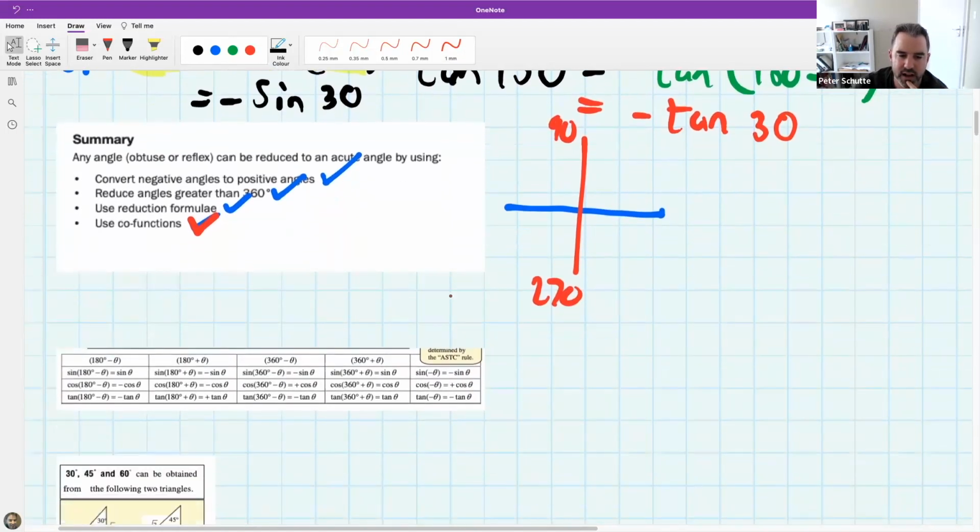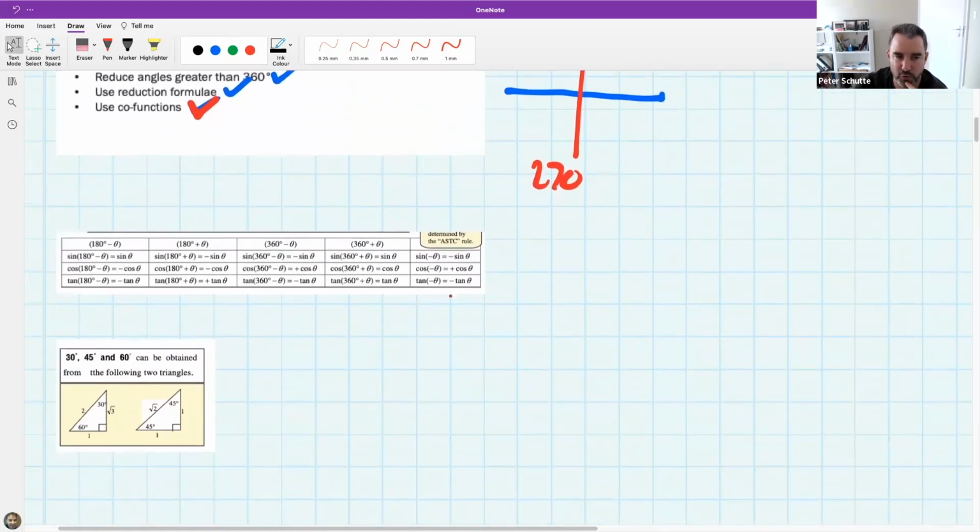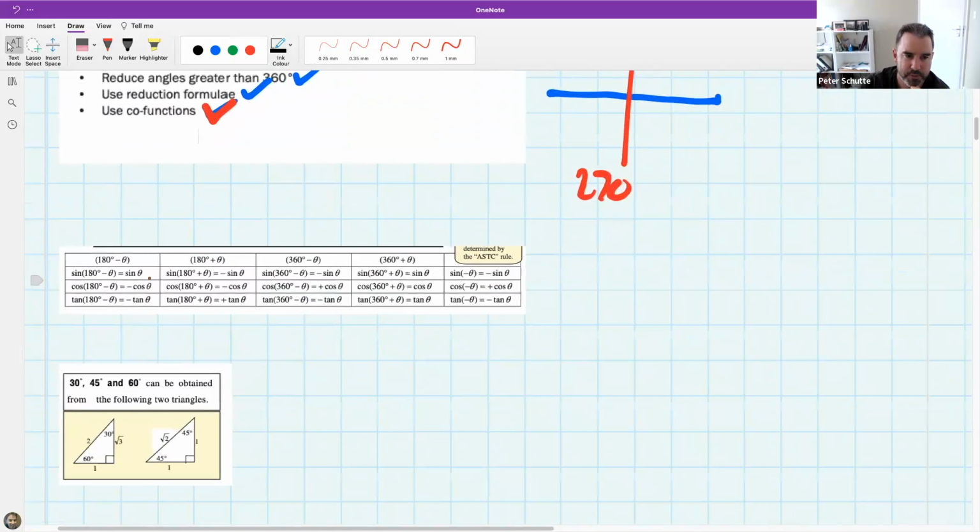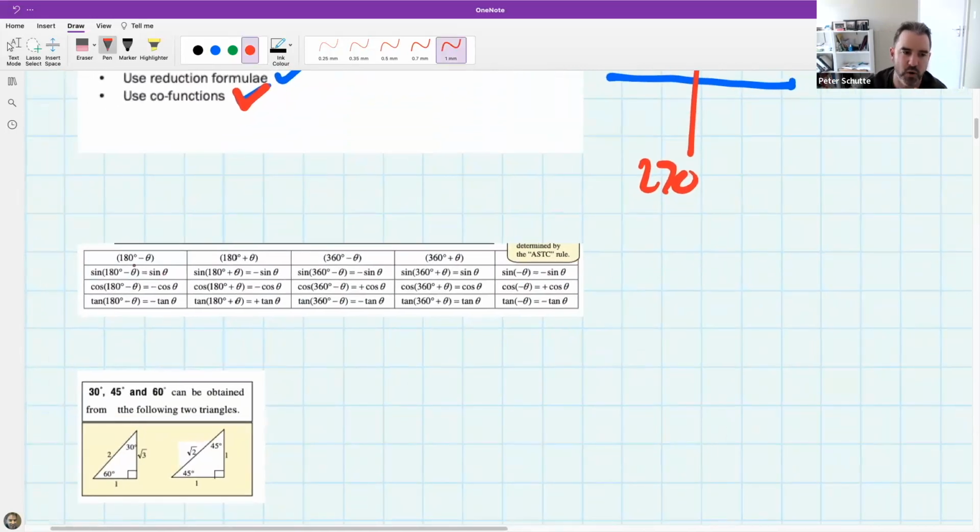Now, I don't learn these formulas off by heart, but you can kind of see why everything in quadrant 2 would have that structure. Everything in quadrant 3 has that structure. This is going to be quadrant 4, and then this would be quadrant 1. And this is just negative angles. So this would also be quadrant 4. So this is just the reduction formula applied.